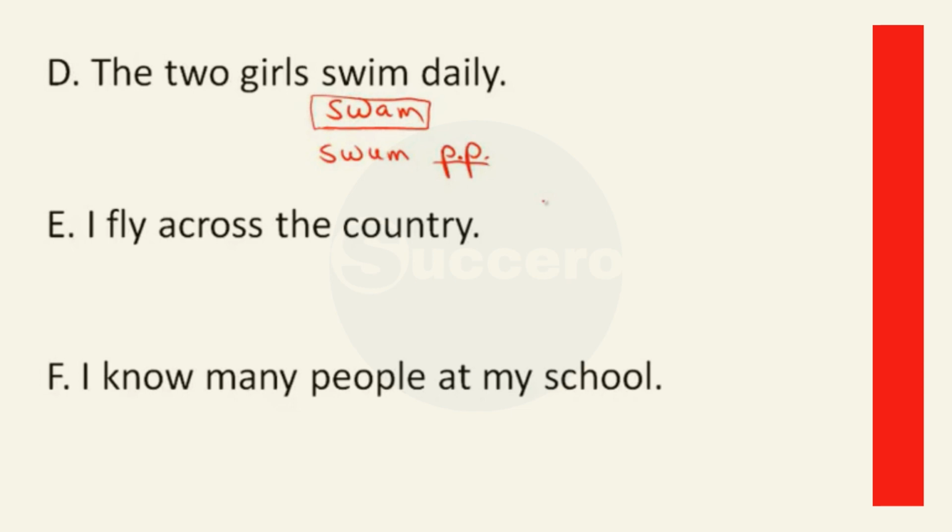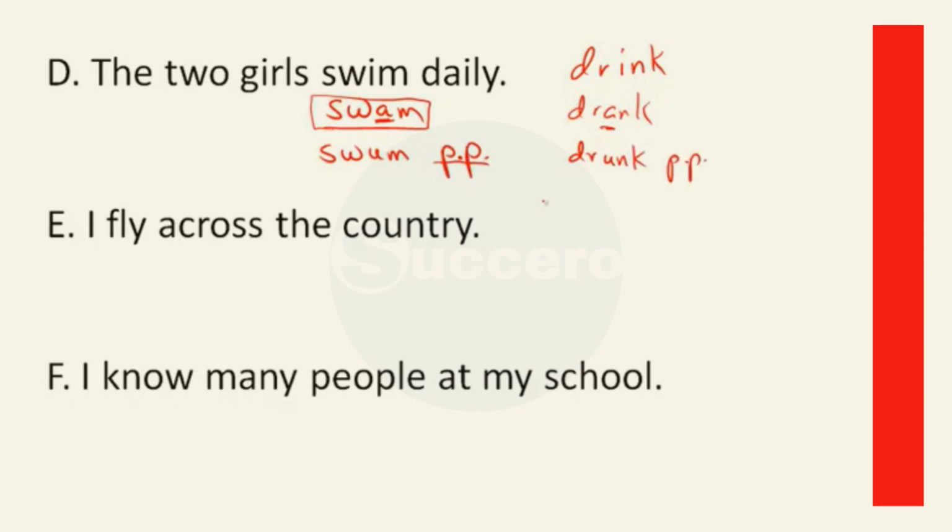Same with drink. I'm not sure you can say they drink daily, but let's just say that's the sense. It would be the two girls drank lemonade daily. So you can notice that drink becomes drank. Swim becomes swam. Present becomes past tense. Swam and drank. Maybe that's a good way to remember it. Remember the drunk, the swum, has to do with the participle.